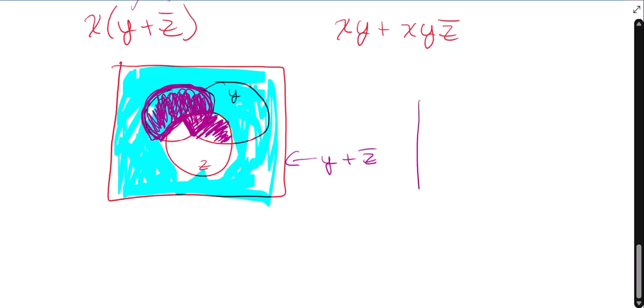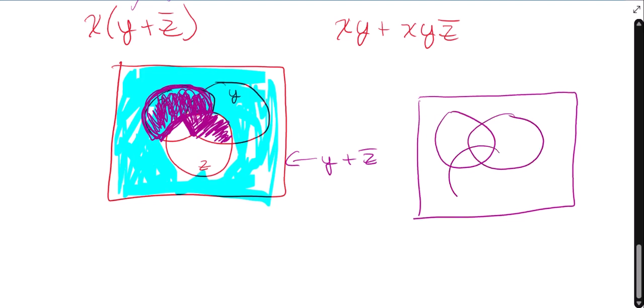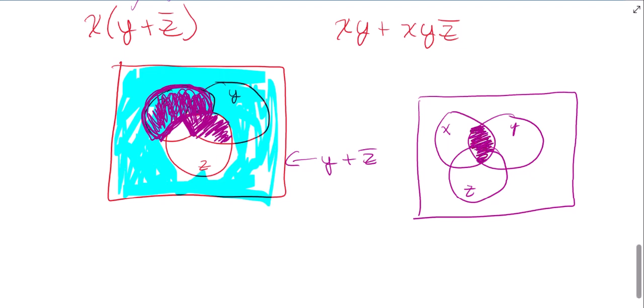Okay, so now let's look at the second one. So the first part says X and Y, so it has to be in both X and Y. So that's X and Y. So it's that, or in X, Y, and not Z. So X, Y, and not Z, X, Y, and not Z is this part right here. That's in X, Y, or not Z.